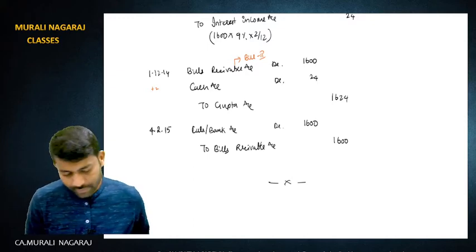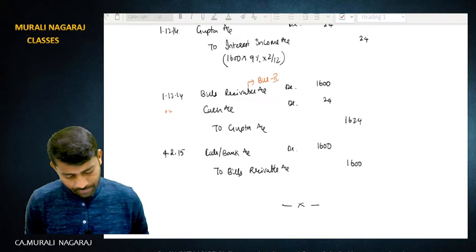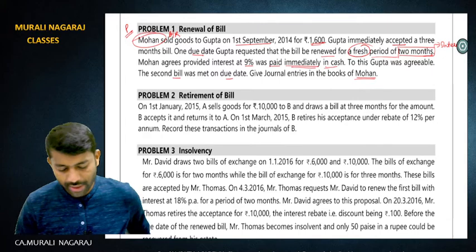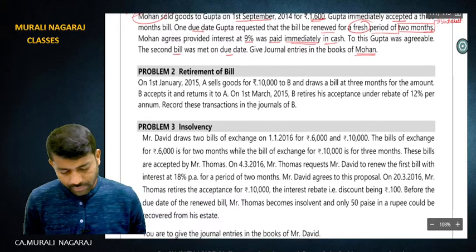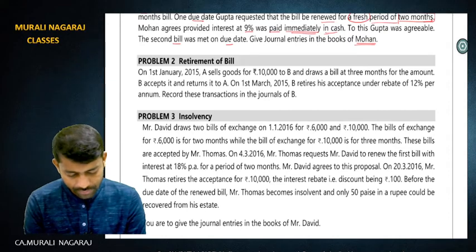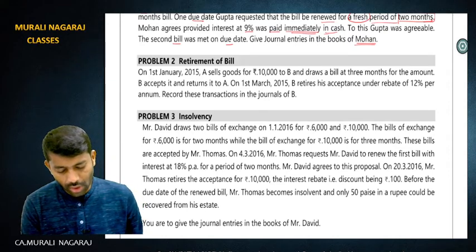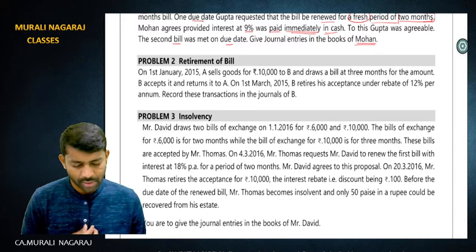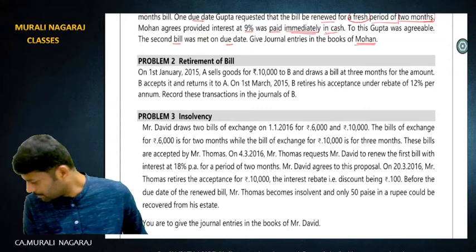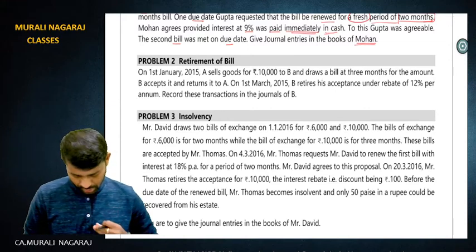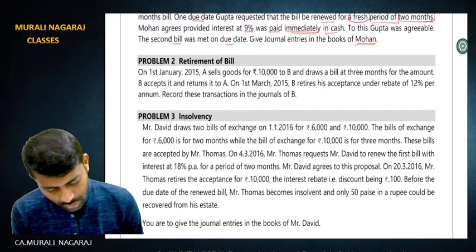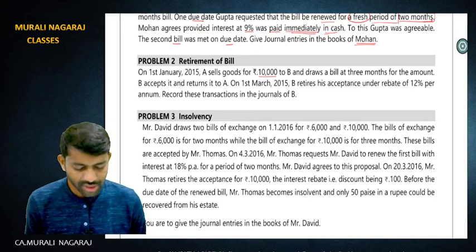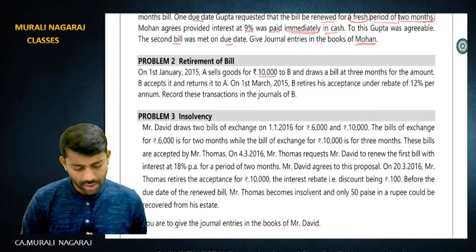Next, let's go to problem number 2, which is retirement of bill. On 1st January 2015, A sells goods to B for 10,000. So here also there is a sale.